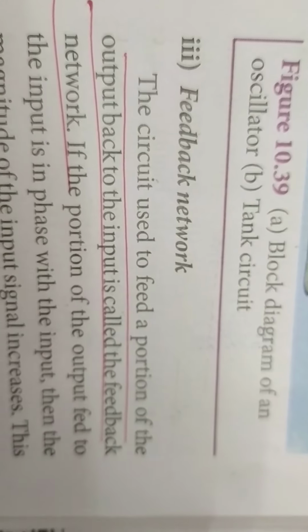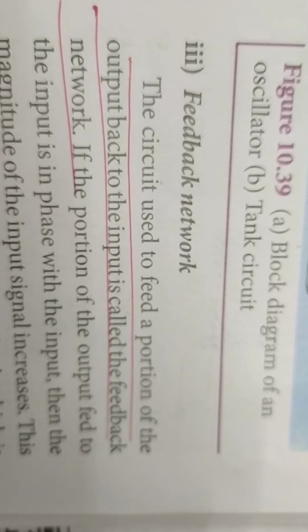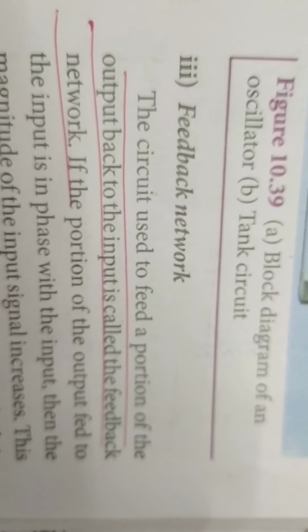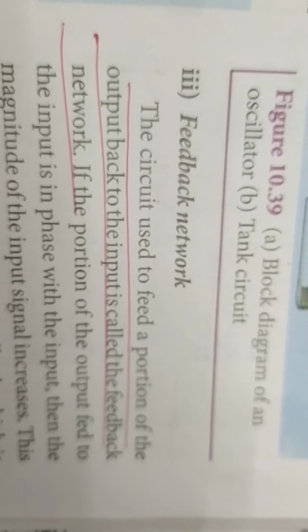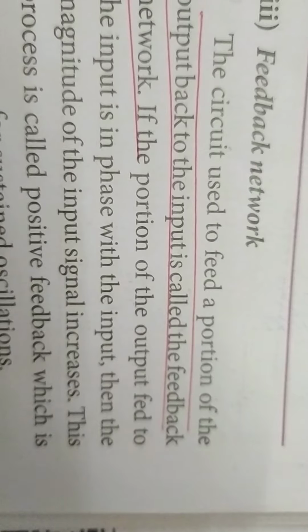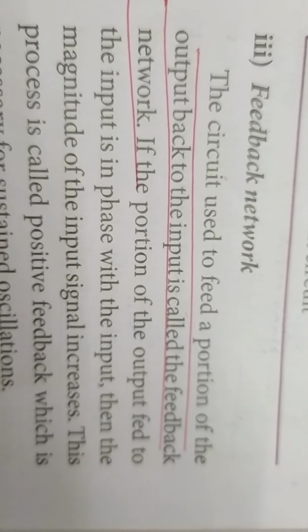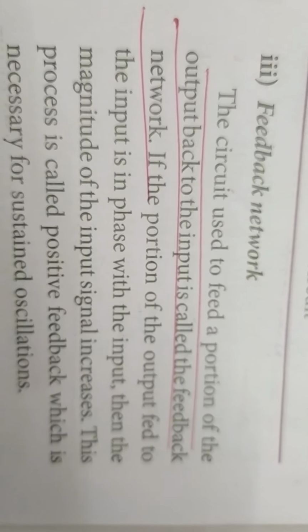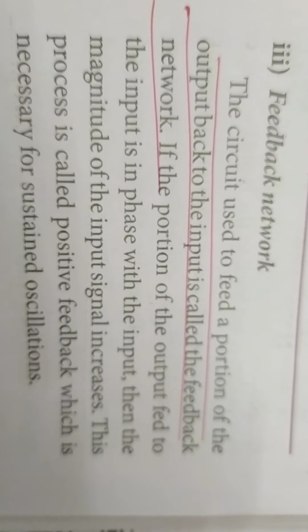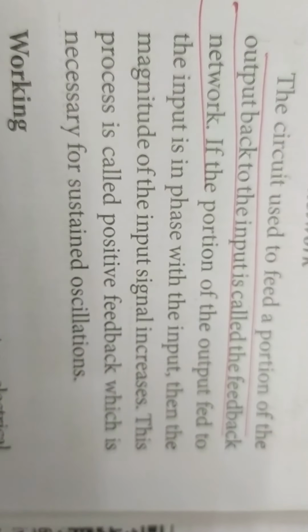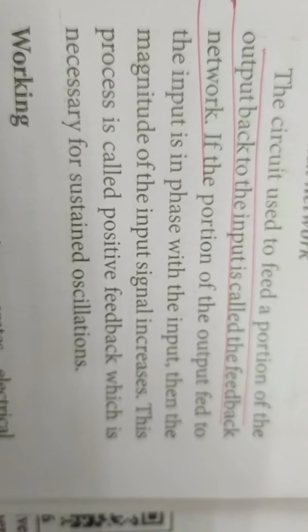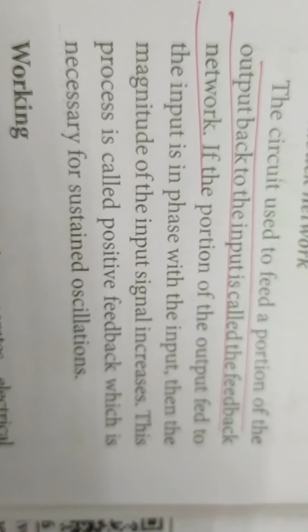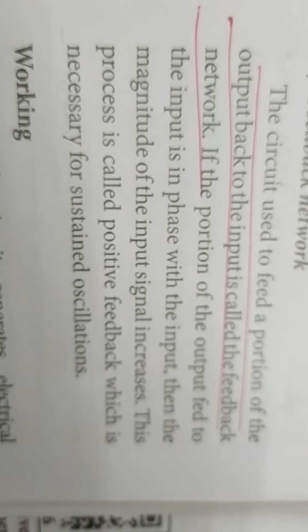And the feedback network is used to feed a portion of the output back to the input. That is, a part of the output is fed to the input so that you can again increase the amplification. If the part of the output is in phase with the input, then you will get an increase in magnitude of the input signal, and this is called positive feedback, and so you can get sustained oscillation. Sustained oscillation means permanent oscillation, that is, no damping. And we shall see the working now.